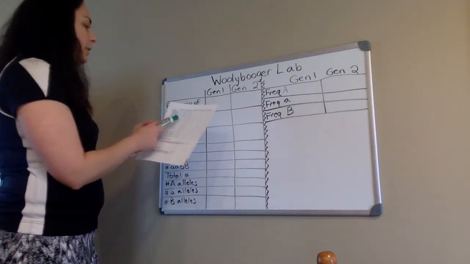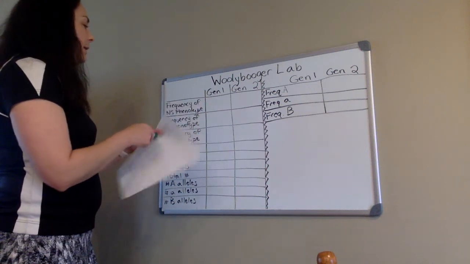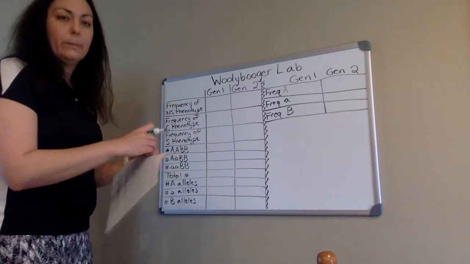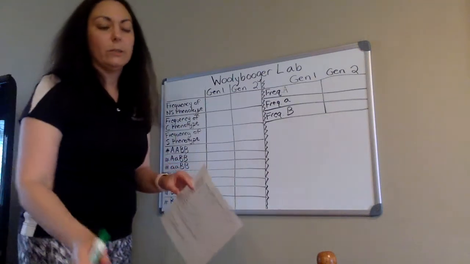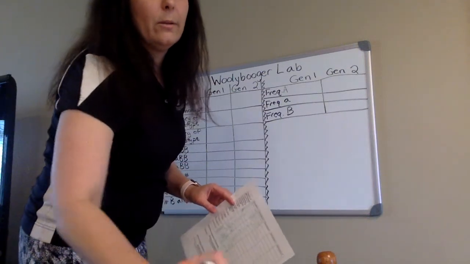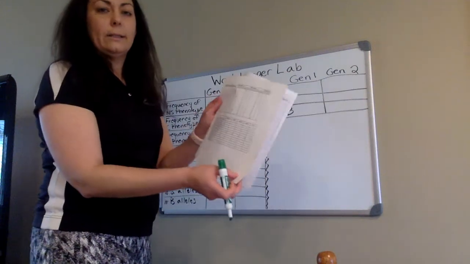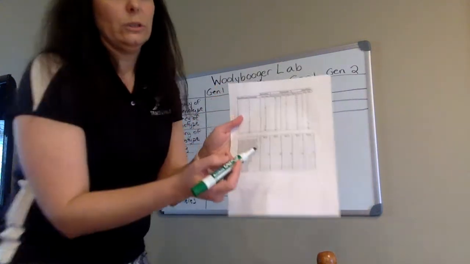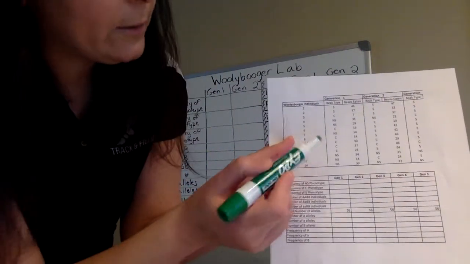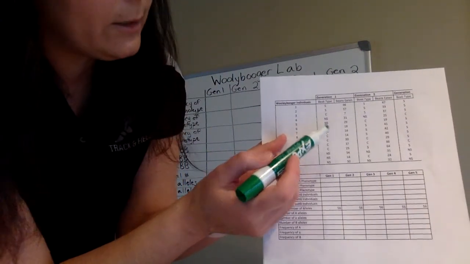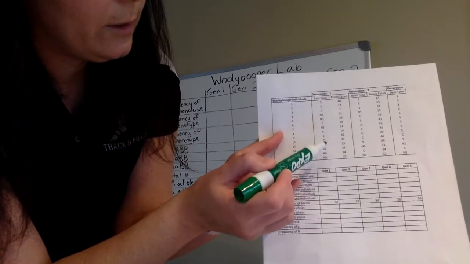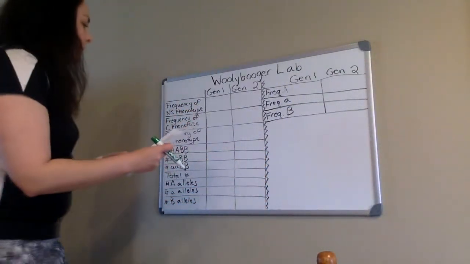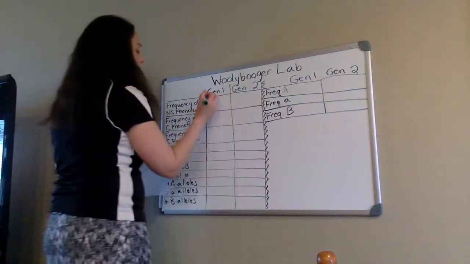It says for generation 1, the frequency of NS phenotype. So how many woollyboogers had the narrow spatula phenotype? Well, to know that, you would go to the Excel data, and if you look at generation 1, can you see it? You'd count up how many narrow spatulas there are. 1, 2, 3, 4, 5, 6. So the game started out with 6 people having narrow spatulas.